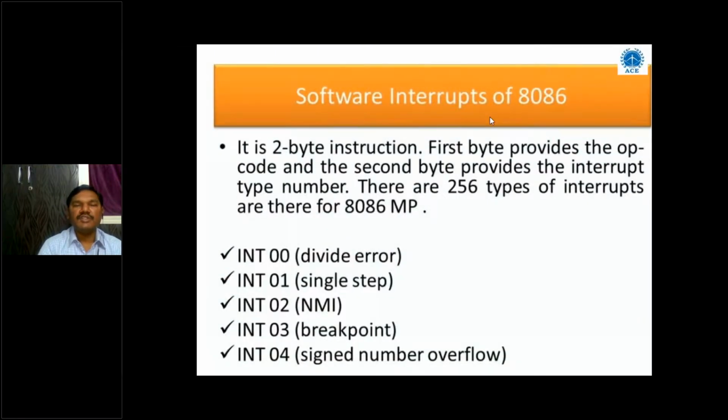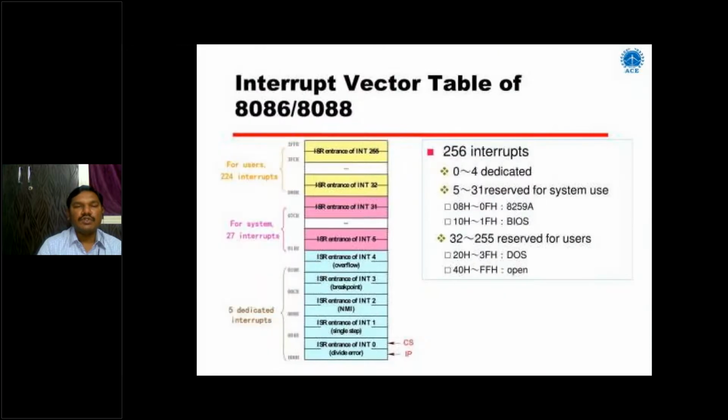Right. So these are the software interrupts of 8086. It is a 2-byte instruction, as I told you already. These are written as int 0, int 1, int 2, int 3, and int 4. But here I am showing them as int 00, int 01, int 02, 03, and 04 because it's a 2-byte representation. So here we have 256, and 256 can be represented using 00H to FFH. Otherwise, it can be written as int 0 also. Right.